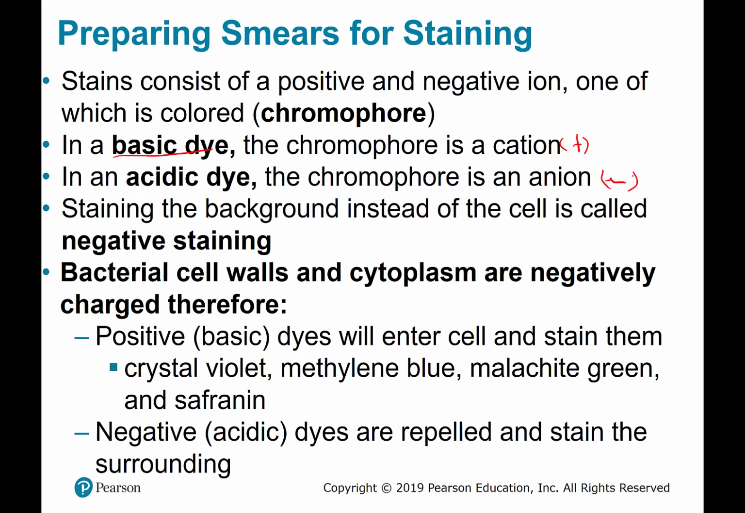So these stains are salts. Okay, in that molecule, you have a negative ion and you have a positive ion. Typically, only one of those ions is going to be colored or have a chromophore attached to it. With negative staining, you are staining the background instead of the bacterial cells. And with a negative stain, you're going to use an acidic dye.